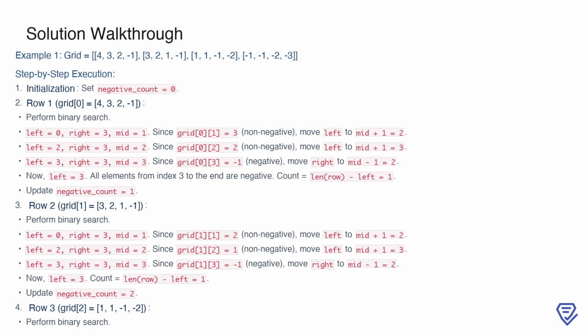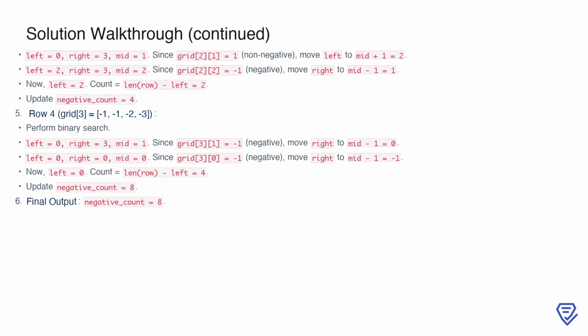For the second row, 3, 2, 1, -1, we repeat the binary search. At mid equals 1, the value is 2, so we move left to mid plus 1, which is 2. At mid equals 2, the value is 1, so left is incremented to 3. At mid equals 3, the value is -1, so we move right to mid minus 1, which is 2. Again, left points to index 3, and the count of negatives is 1. Adding this to our total, negative_count becomes 2. Now, let's analyze the third row, 1, 1, -1, -2.